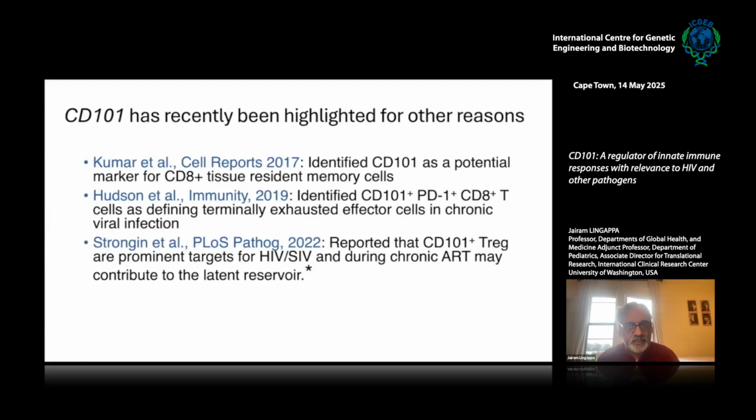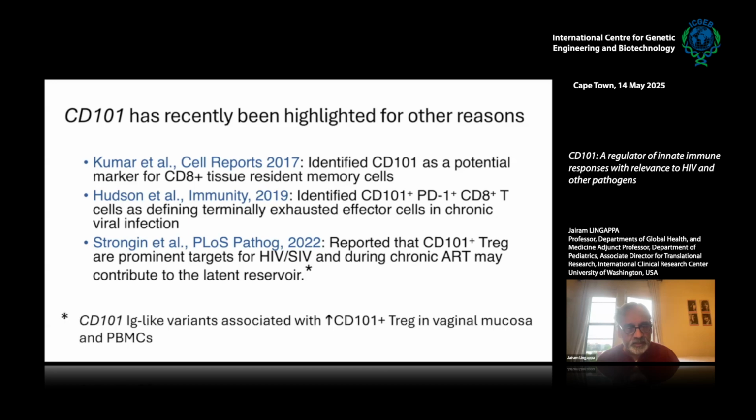CD101 has been recently highlighted for other reasons. It's been shown to be a marker for tissue-resident memory cells. It's been shown to play a role in exhausted effector cells in chronic viral infection. And interestingly enough, it's been found that CD101 positive Tregs are prominent targets for HIV and SIV, simian immunodeficiency virus, and during chronic ART may contribute to the latent reservoir of HIV.